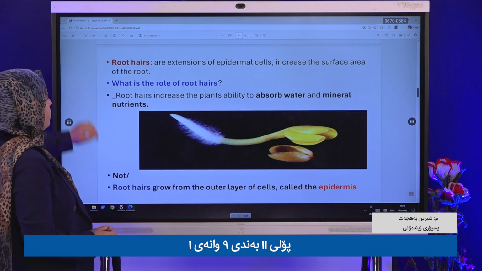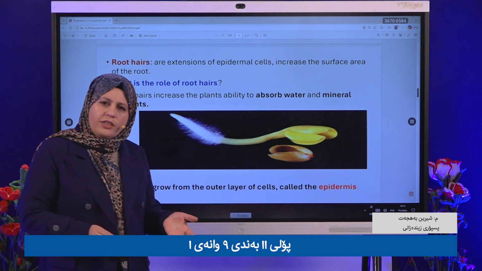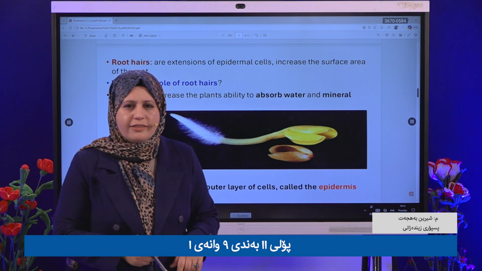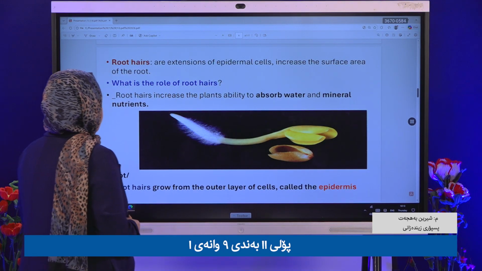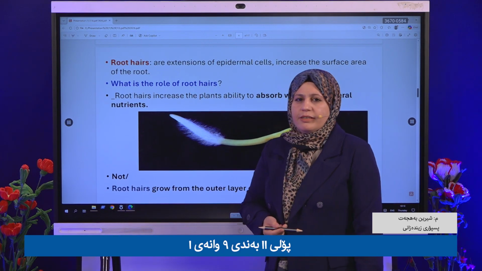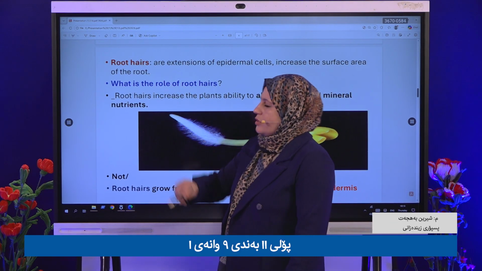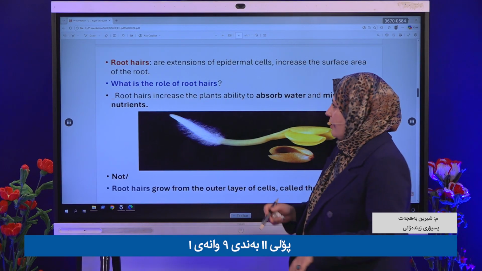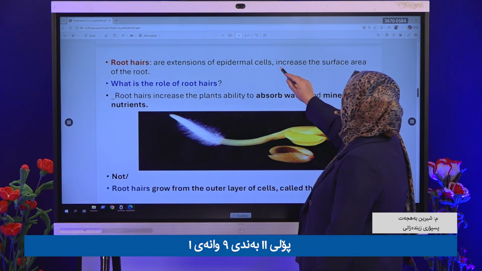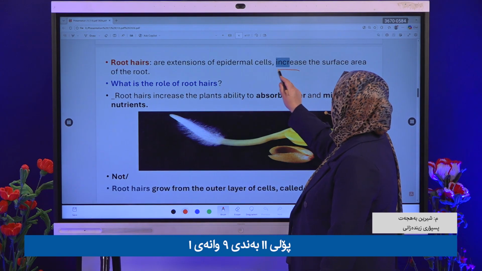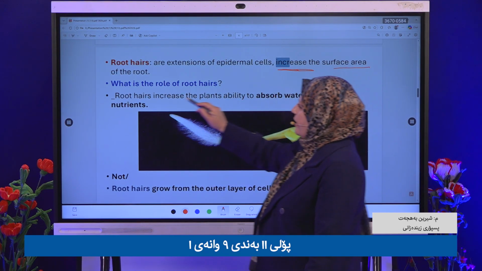Let's go to root hair. Does the root have hair? Of course, it has hair, but small hair. Clear? They are extensions of epidermis cells. So where can we find the root hair? On the epidermis, which is the outer surface of the cell. Cells increase the surface area of the root.